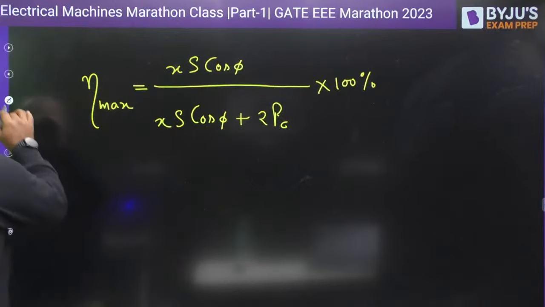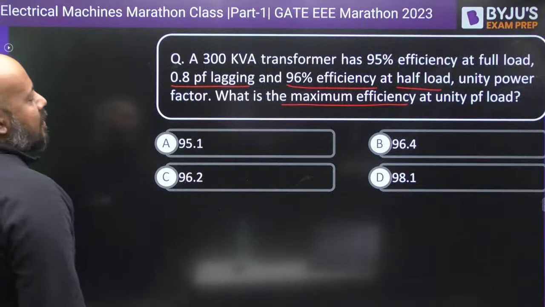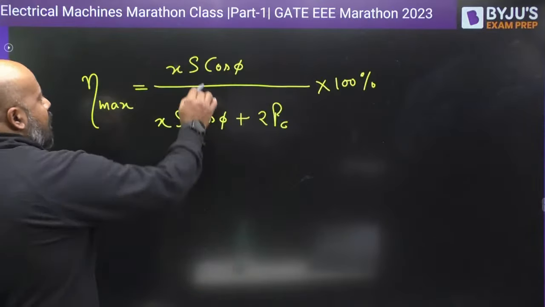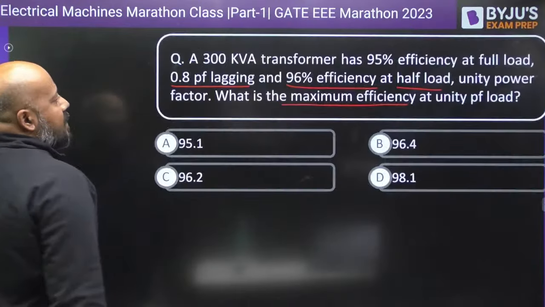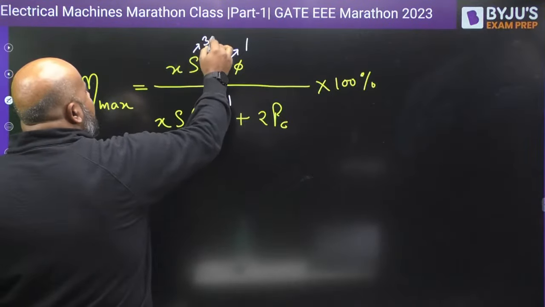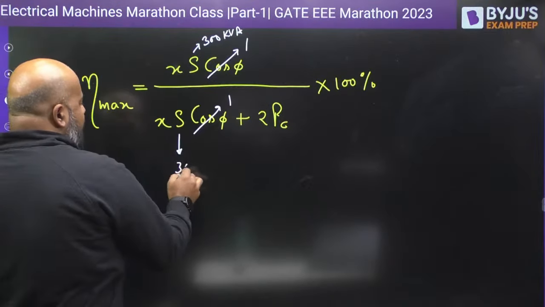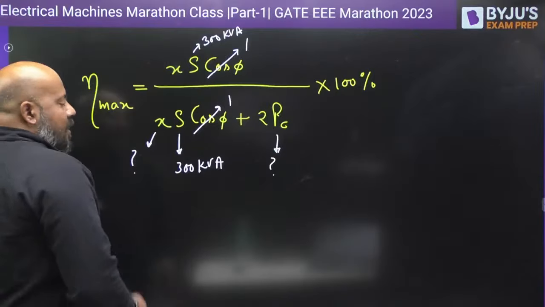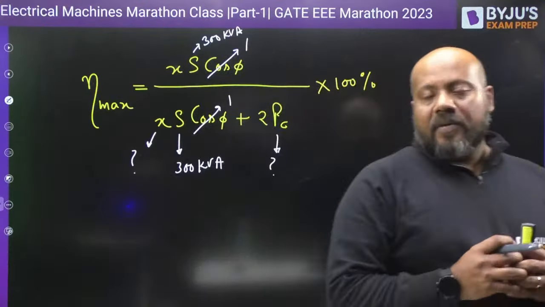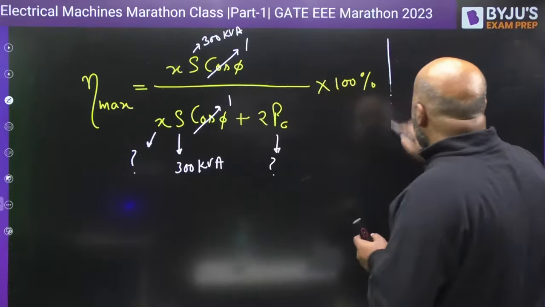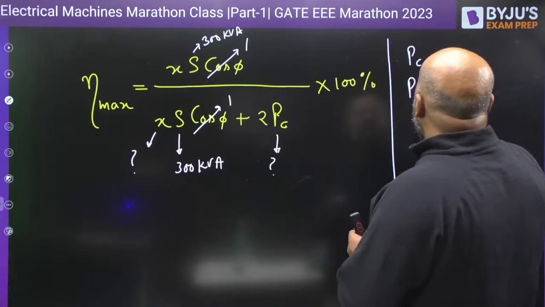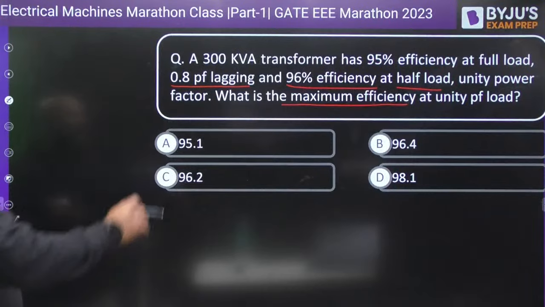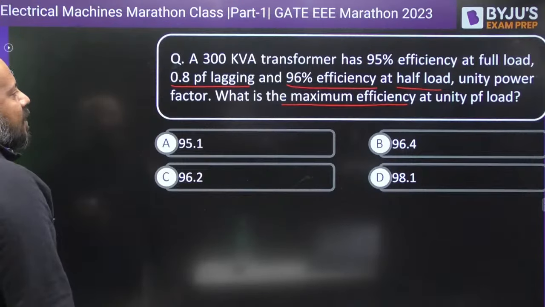Let us see what are the inputs you already have in this. Do you have the load corresponding to the maximum efficiency? No. Power factor is given as 1. That's good. Do you know S? Yes. S is also given, 300 kVA. But you don't know what is X, and you don't know what is PC. If you know the core losses and full load copper losses, can you write the loading for the maximum efficiency? Yes. So basically there are two unknowns, core losses and the full load copper losses. These two unknowns you have to find. And for finding these two unknowns, the data is given for the efficiency in two cases.